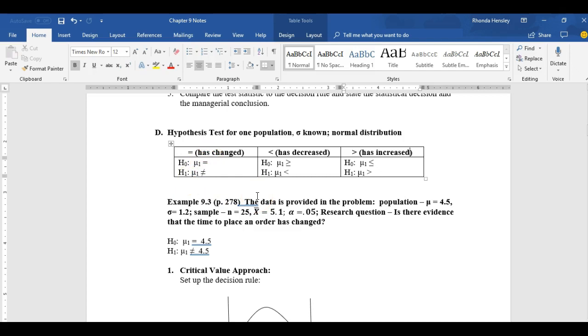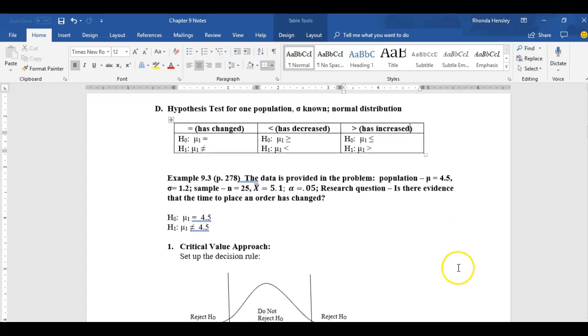So if your research question says, has it changed? You're going to put an equals and a non-equals in for the alternative. If you're asking, has something decreased, then, again, that's the research question, it goes to the null hypothesis and the alternative, and you'll say, is it less than? And then the null would be, it's the same or it's actually increased. And then if you're asking, has something increased, your alternative will say greater than, and your null will say less than or equal to. We always use those two operations. The equality sign always is in the null hypothesis.